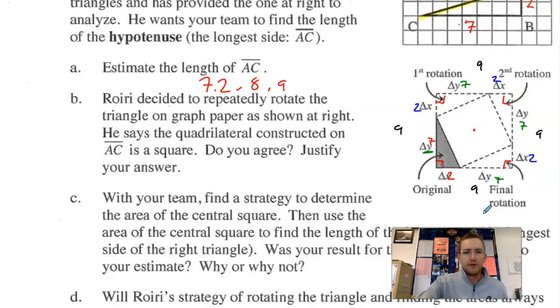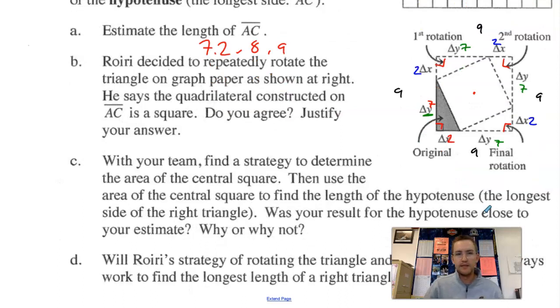So now the next thing we want to do is find a strategy to determine the area of the central square. So the central square, I'm going to highlight for us in yellow. That is this one. What is the area of that? This is what we're trying to find. Area of that yellow region.